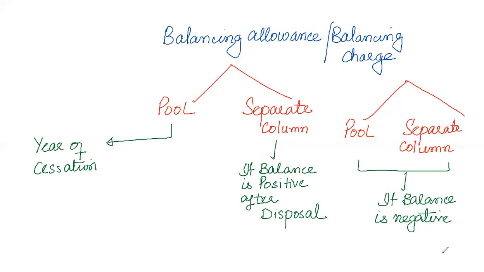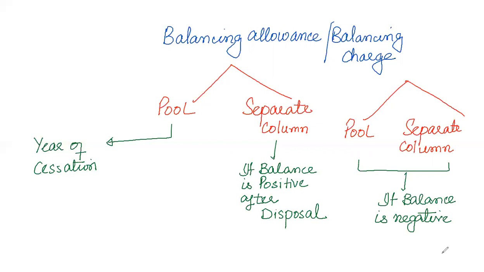So first of all, as far as balancing allowance is concerned, if the disposal is related to a pool item, then there will be no balancing allowance in the life of the business. But if the disposal takes place in the year of cessation, then a balancing allowance is possible only in the case of a pool item. So for a pool item, a balancing allowance is only possible when the year of cessation is there.